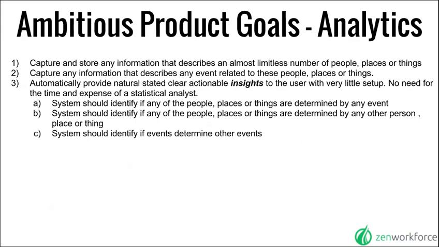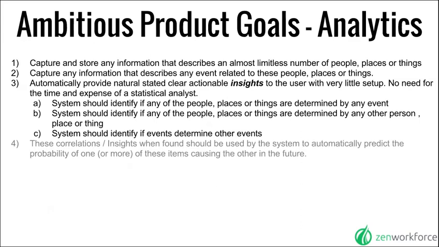So these correlations, when they're found by the system, should be used by the system to automatically predict the probability of one of these items based upon the other of these items. So that's really what the goal is here. The system should take that predictive insight and apply it to the activity in the system to identify which events are likely to occur in the future.